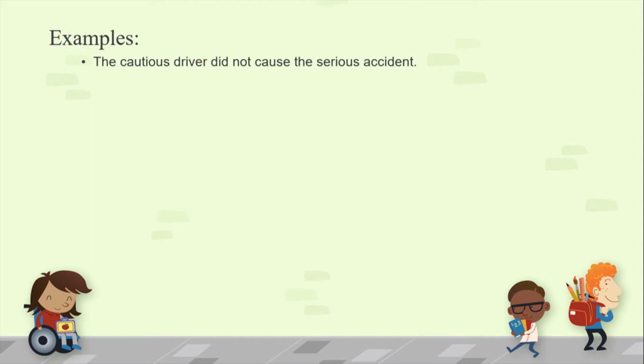Let's look at another example. The cautious driver did not cause the serious accident. Read it. Look for the nouns or the pronouns first, and then look for what words are qualifying them or describing them. We have driver, but is it just a driver? No, it's a cautious driver. That word allows us to know what type of driver it is. And what about the accident? Was it just any accident? Was a bumper just scratched? No. The adjective tells us it's a serious accident.